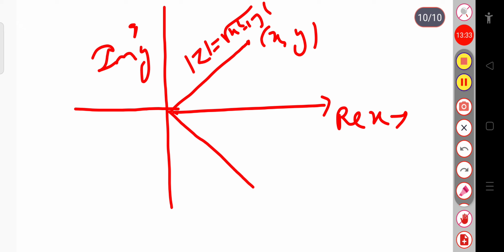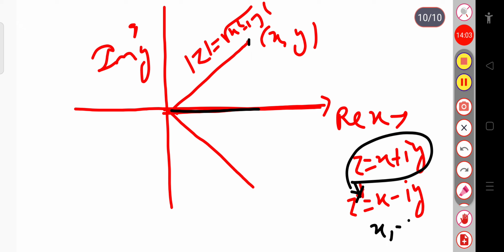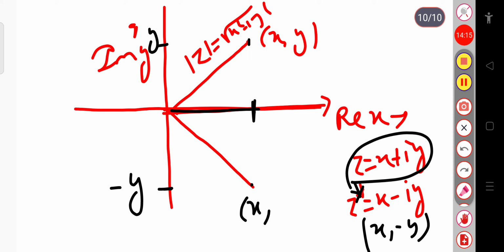Why? Because if z equals x plus iy, then z star or z bar equals x minus iy. In this case you can see that this is your positive x axis. Here z is (x, y), that means x is positive and y is also positive. But in case of the complex conjugate, z star equal to x minus iy, our coordinate is (x, minus y). So x is here and y is here, this part is minus y and this is your positive y. So I have to represent this point as (x, minus y).